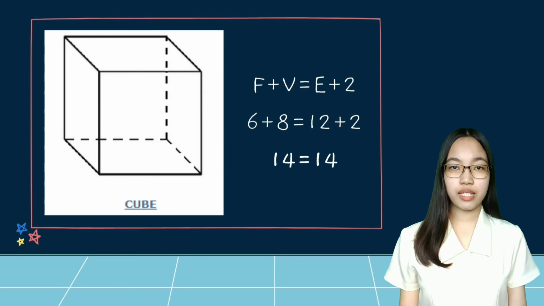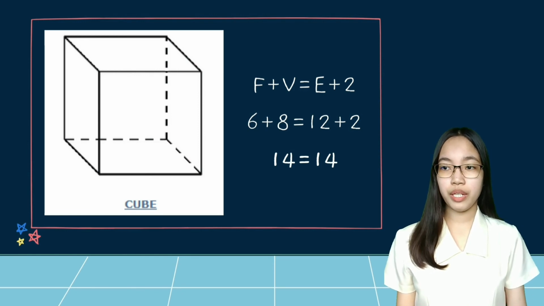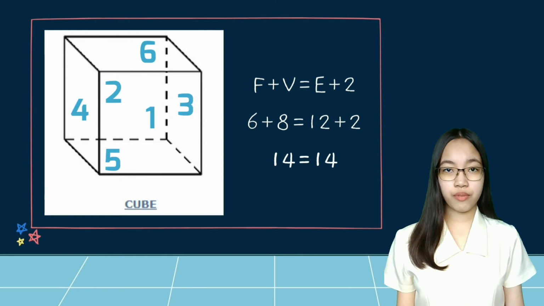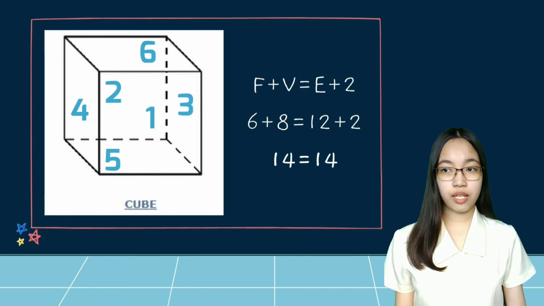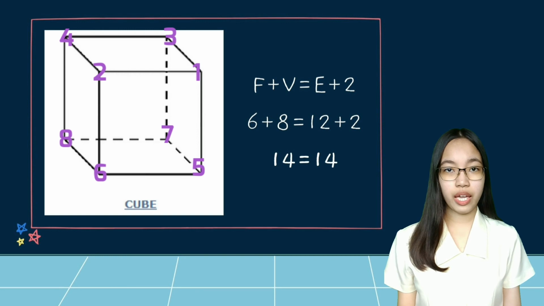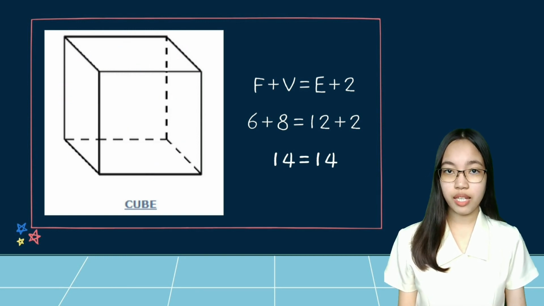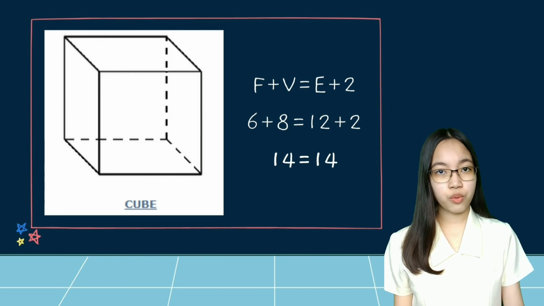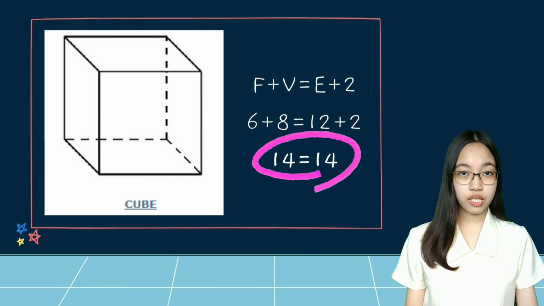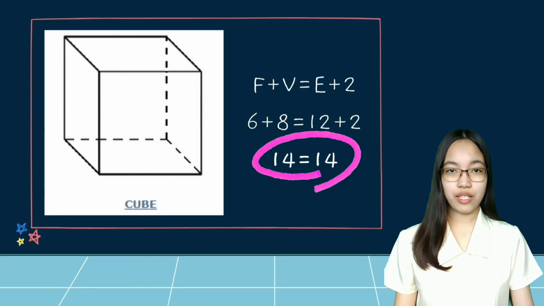So let's have an example. We have here a cube, and we will just use the formula. The faces of a cube are 6 and the vertices are 8 and the edges are 12 and then plus 2. So 6 plus 8 is 14 and 12 plus 2 is 14. So now as you can see, we have an equal answer.